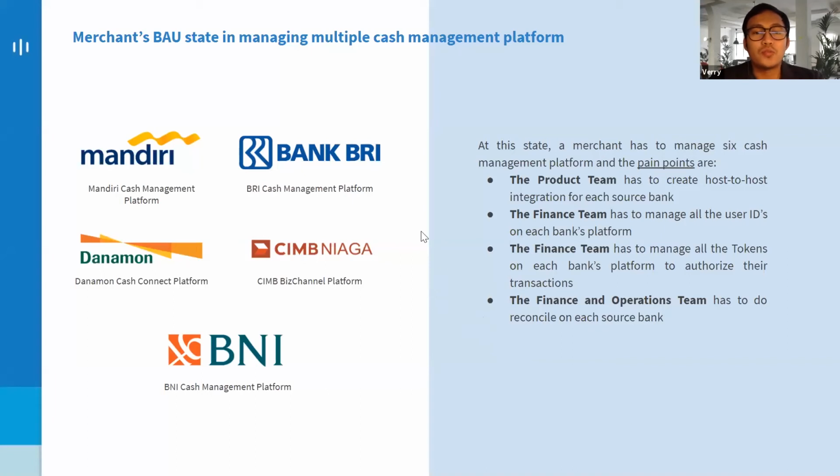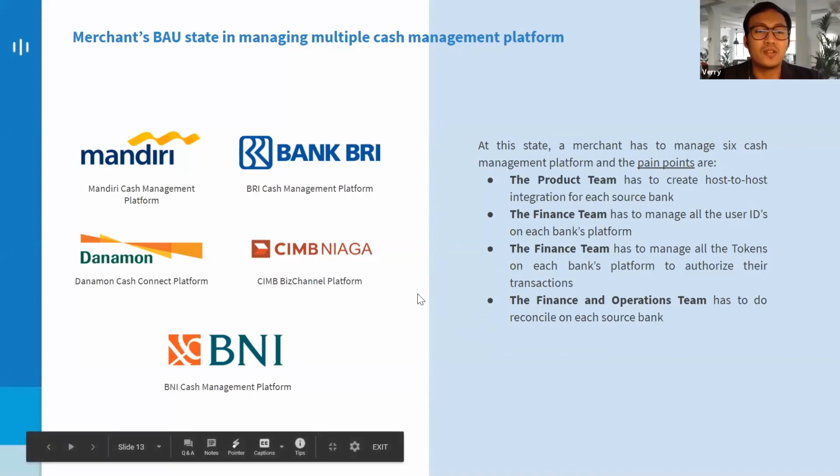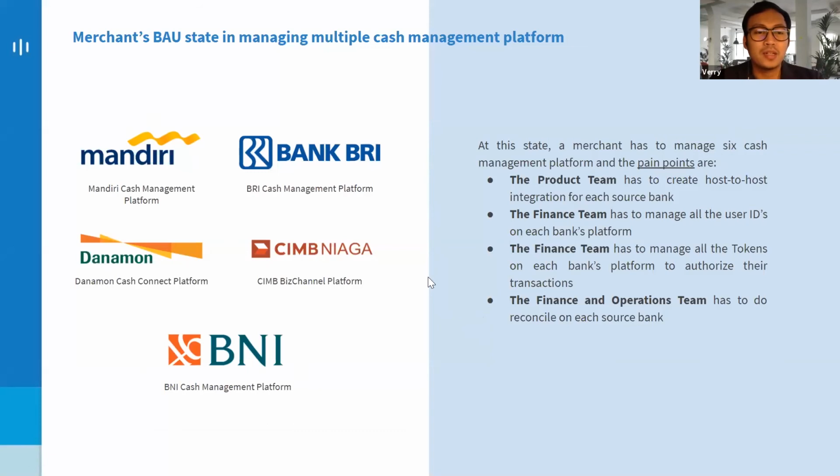For those of you who manage payout operations, especially the finance staff, I think this is typically a very familiar view. The finance staff are basically managing a lot of cash management platforms from different banks, right? Typically the finance staff have 5 or 6 different tokens to manage the payout operations, right? And it's actually quite burdensome, right?